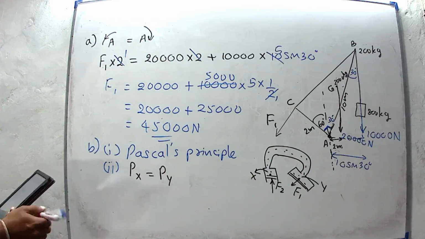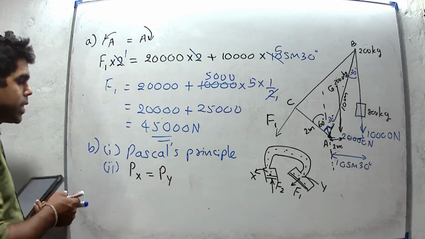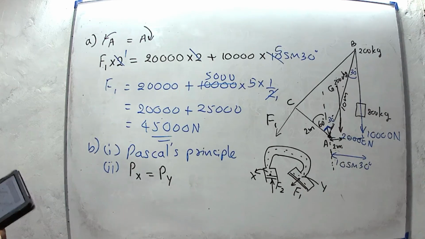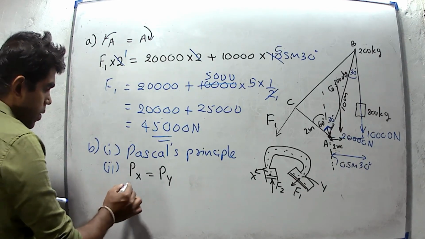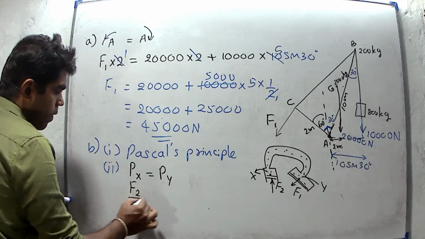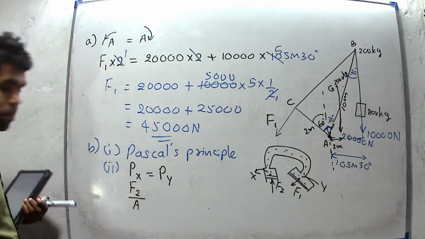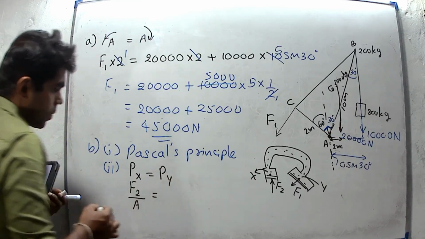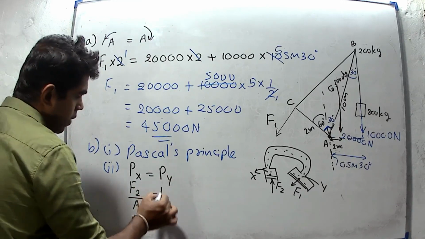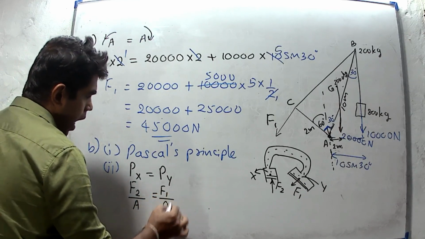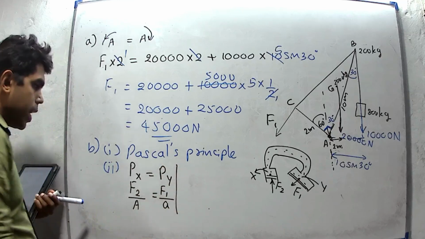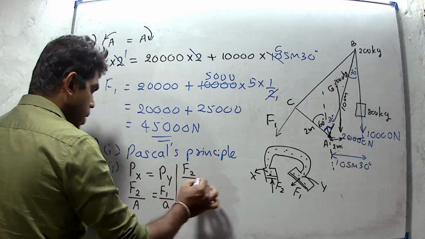Px equals Py. Now we know that pressure equals force divided by area. Then we can substitute the pressure at X, force F2 divided by area of master pump equals the pressure of Y, F1 divided by area of this pump. Then we can substitute. We have to find the F2 value.